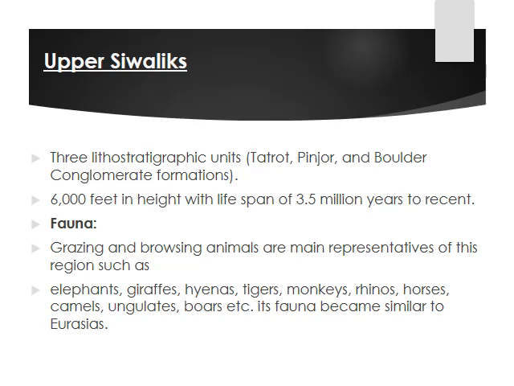And if we talk about the fauna, grazing and browsing animals are the main representatives of this region, such as elephants, giraffes, hyenas, tigers, monkeys, rhinos, horses, camels, ungulates, bears. Its fauna became similar to Eurasia. Eurasia means a land contributing to both regions, Asia and Europe.